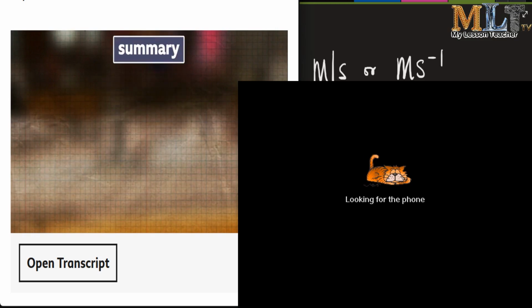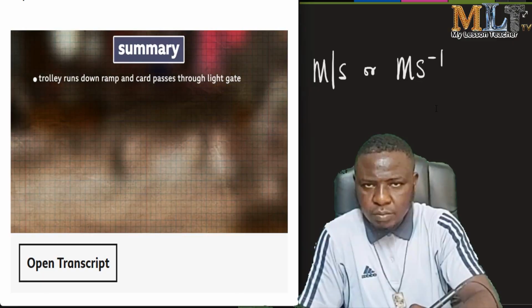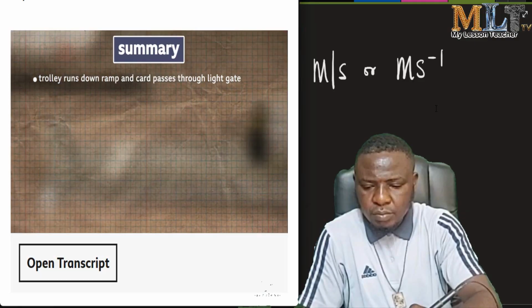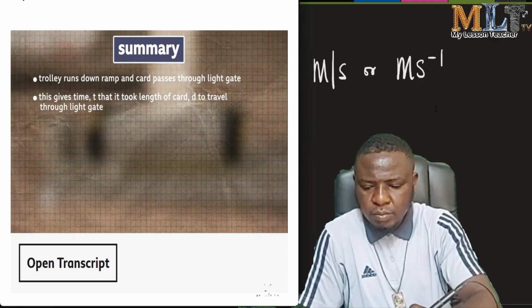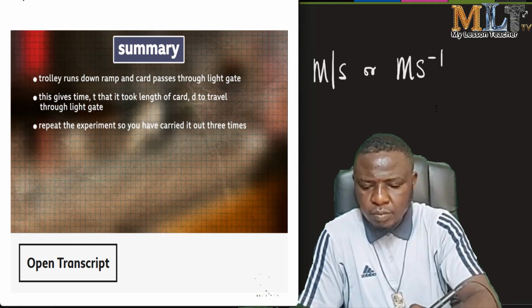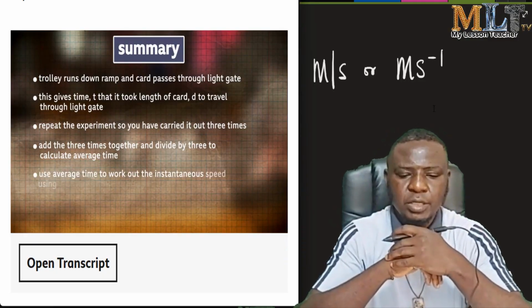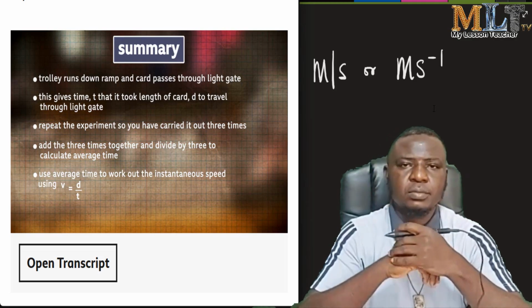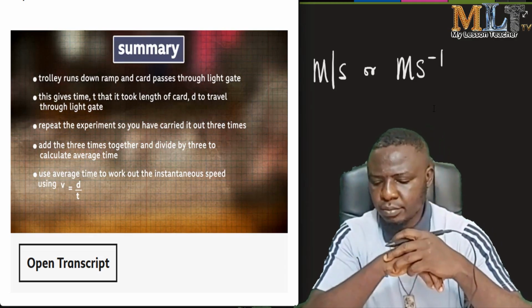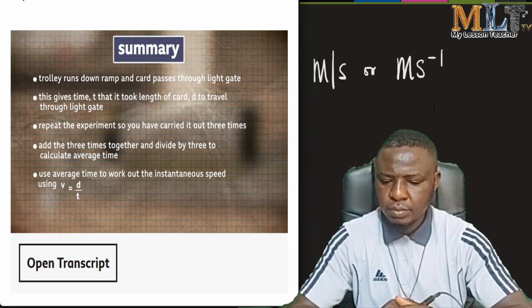Let's recap the key steps involved in the experiment. In this experiment, the trolley runs down the ramp and the card passes through the light gate. This will give you time T that it took the length of card D to travel through the light gate. Repeat the experiment so you have carried it out 3 times. Add the 3 times together and divide by 3 to calculate the average time. Use this average time to work out the instantaneous speed using the equation speed V equals distance d divided by time t, where d is the length of card in meters and t is the calculated average time in seconds. The speed is in meters per second.